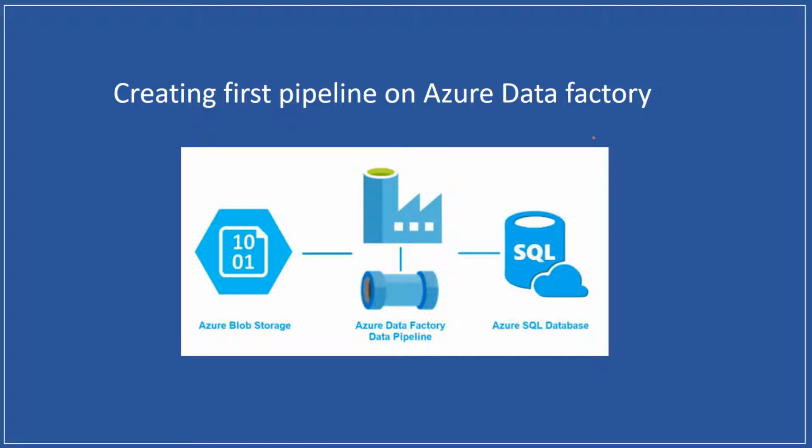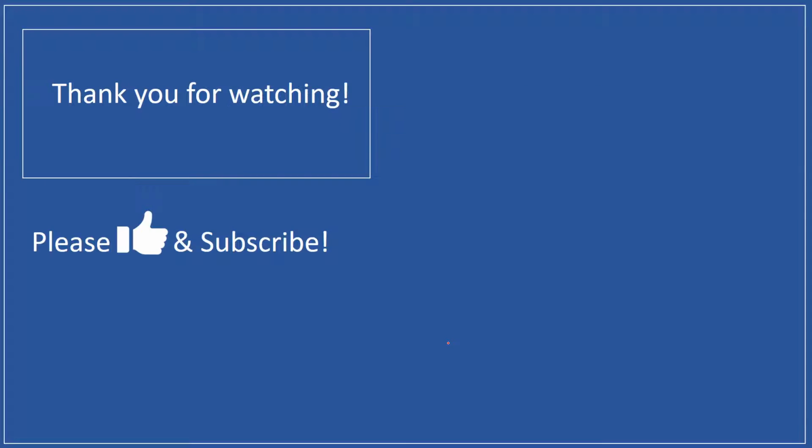If you're following along this video tutorial series, then in our previous video, we discussed how to provision Azure Data Factory. So in this video, we are going to talk about creating the first pipeline on Azure Data Factory. What we are going to do here is transfer a data set from Azure Blob storage to Azure SQL database using an Azure Data Factory pipeline. All right, so without wasting further time, let's get started.